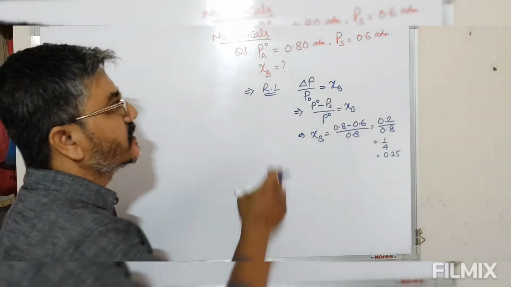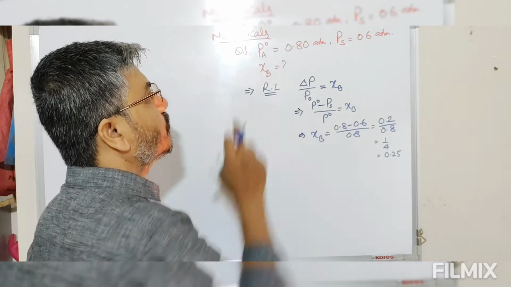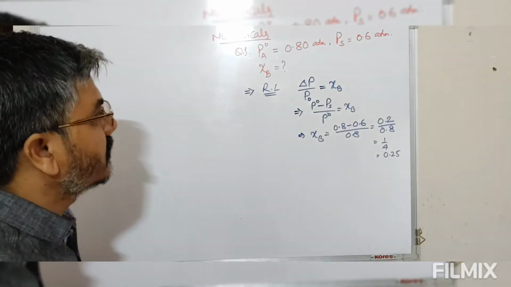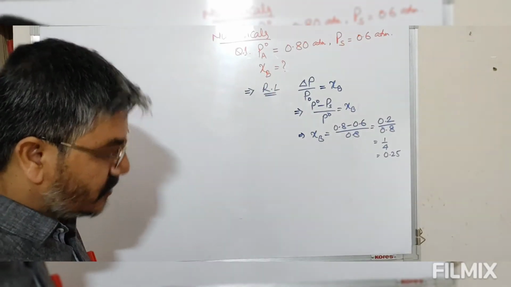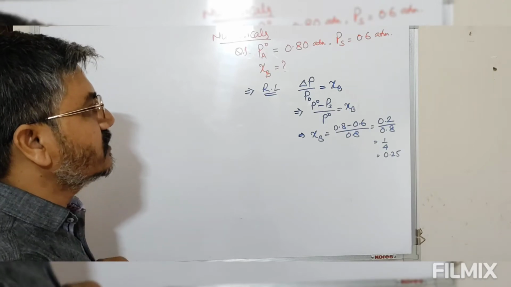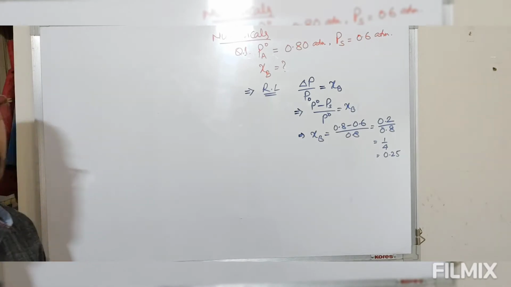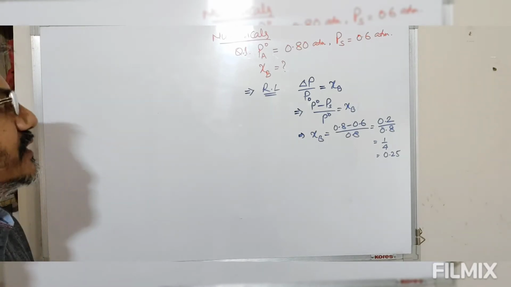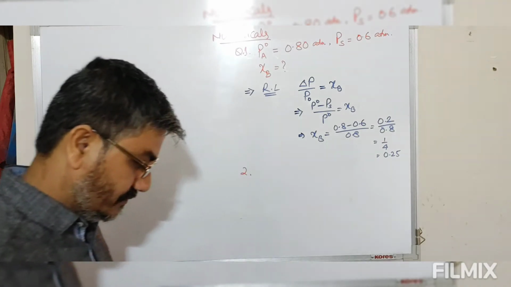So we have used Raoult's law to find the mole fraction of the non-volatile solute B, because of which the vapor pressure in the solution decreases. This is one of the equations that we have derived. Now, the second question.